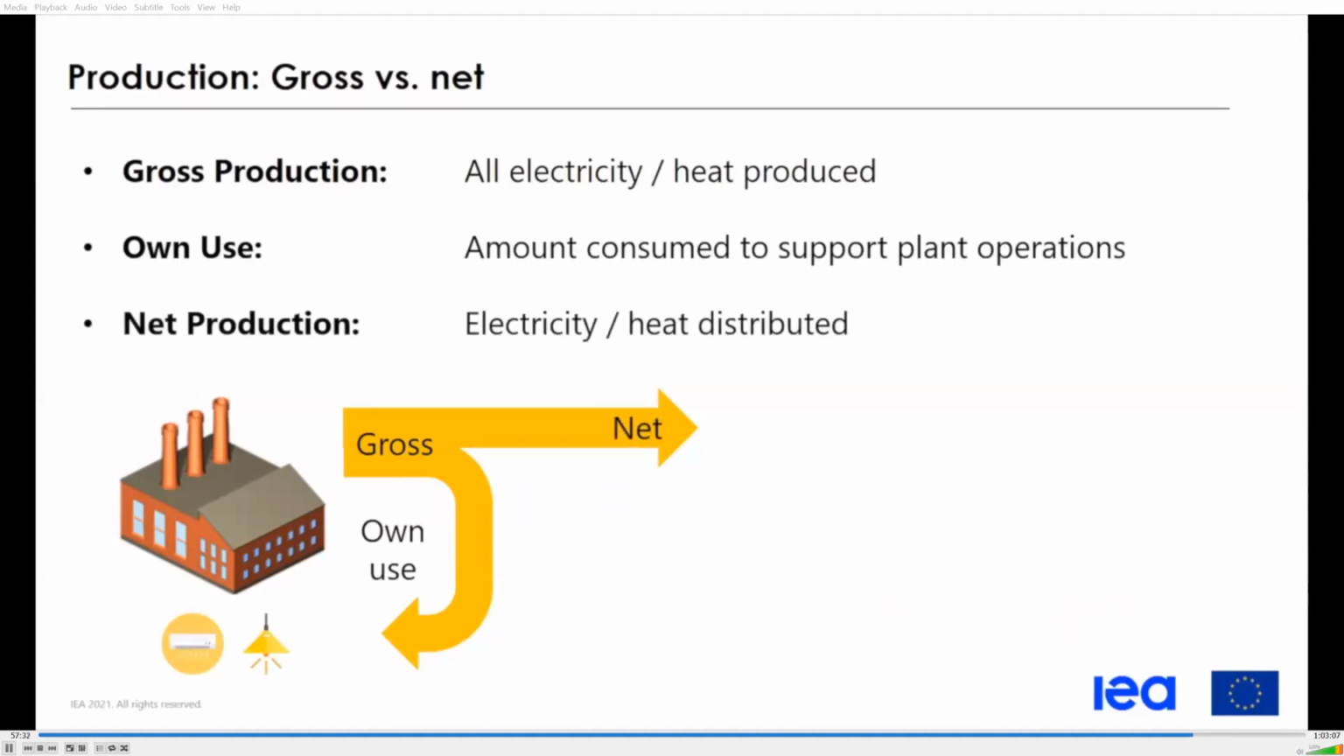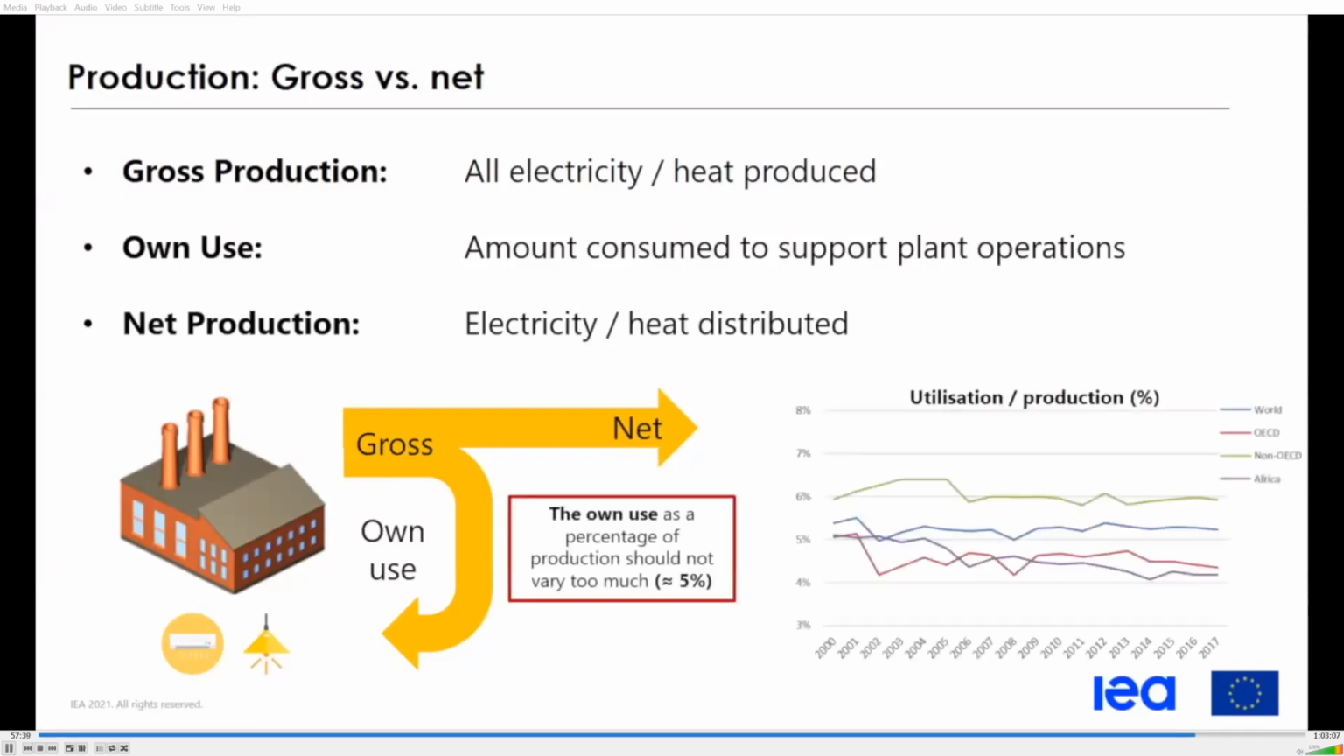However, remember that for autoproducers, production only refers to the heat or electricity sold to the grid. This brings us to a final check that you can do regarding the own use, which we expect should not vary too much over time and stay around 5%.